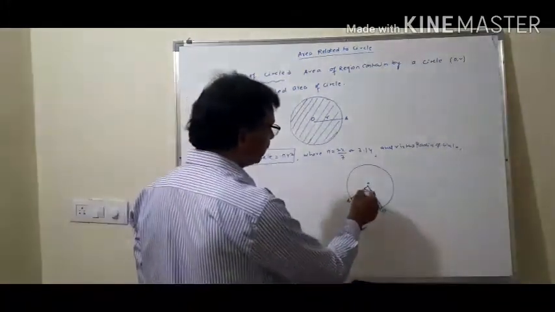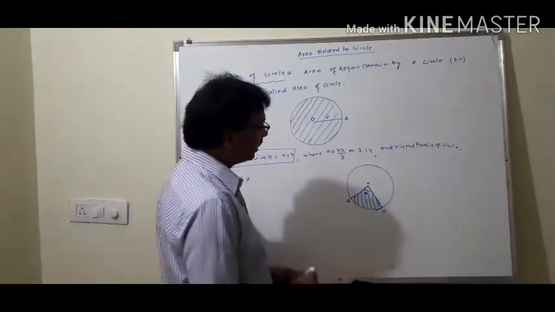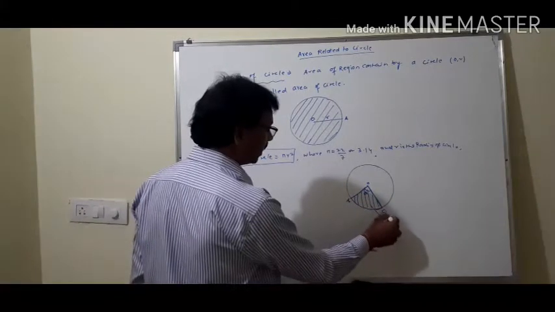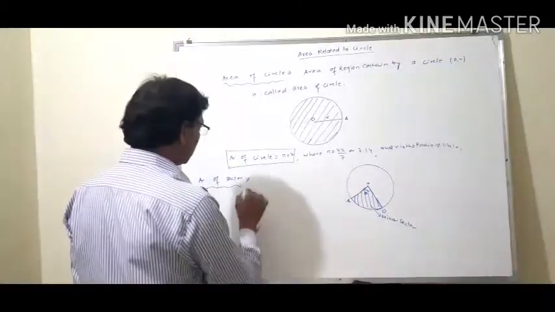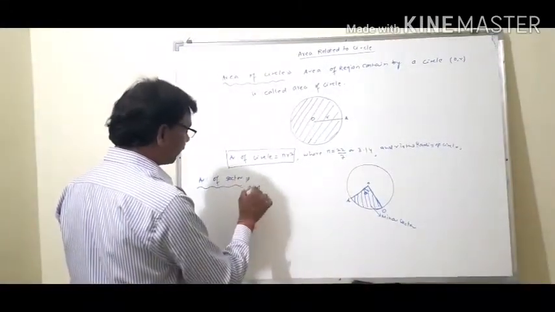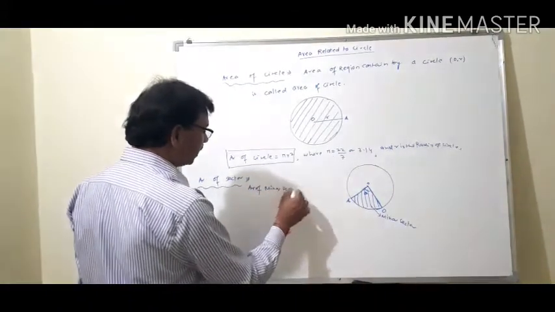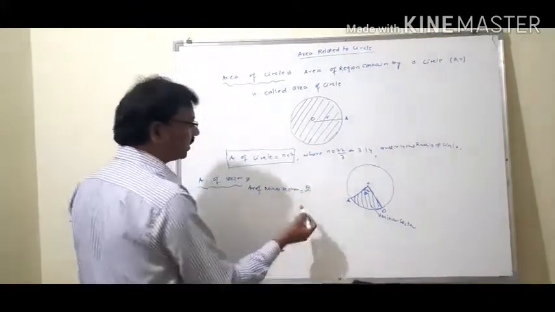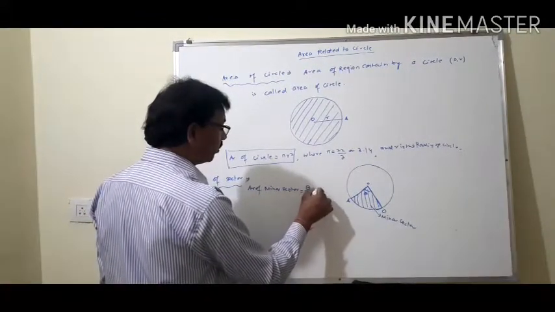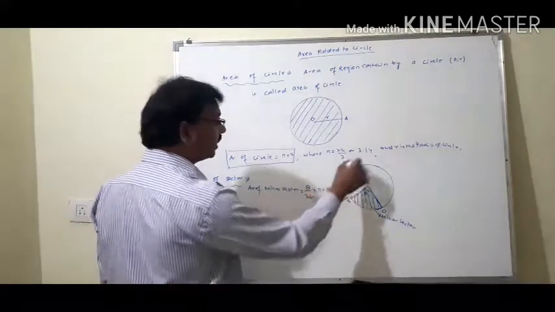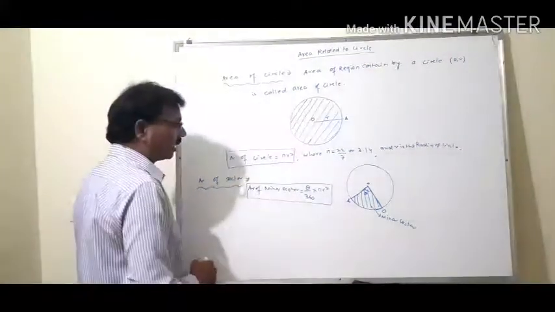Since the region bounded by this sector is less than a semicircle, this sector is known as a minor sector. Now, the area of the minor sector is equal to theta, which is the angle at the center, upon 360 into pi r square, where pi r square is the area of the circle. By this formula we can find the area of the minor sector.